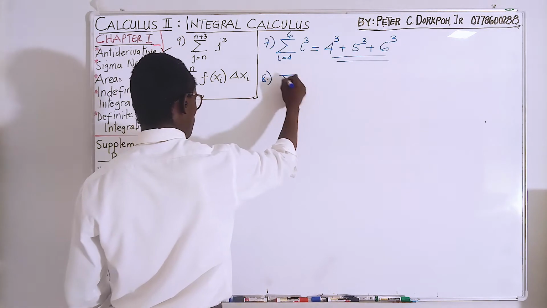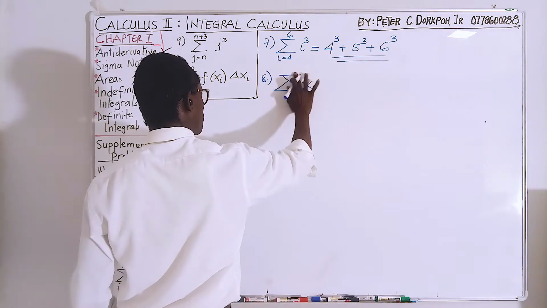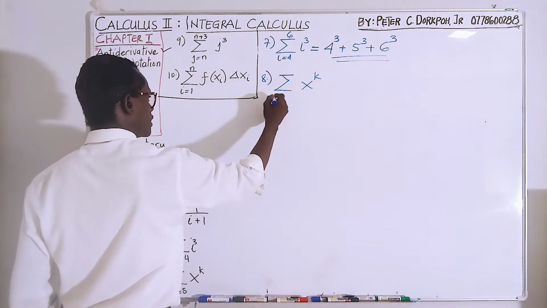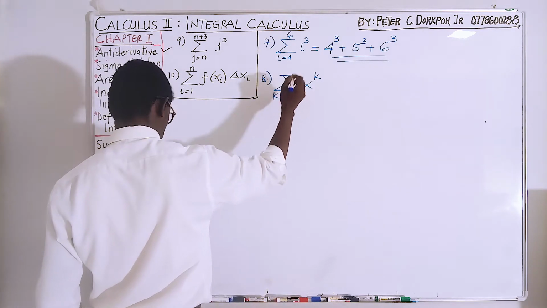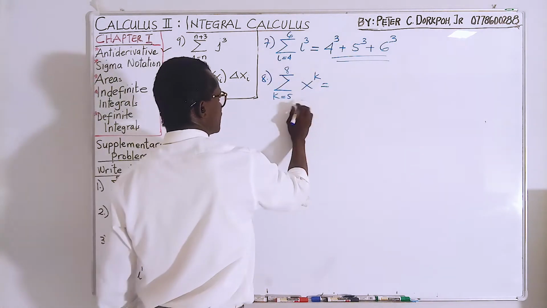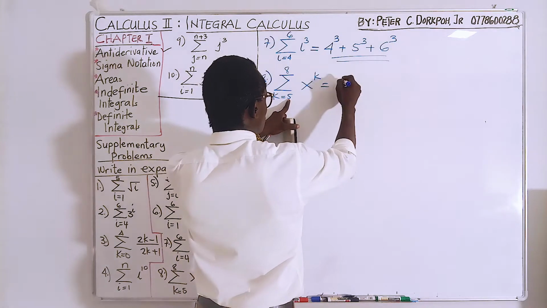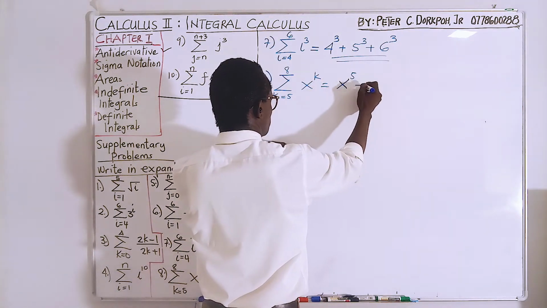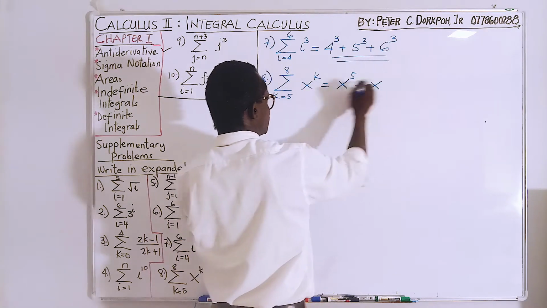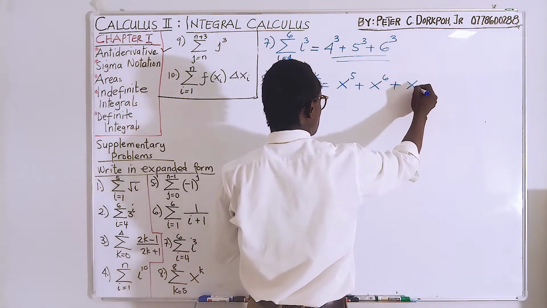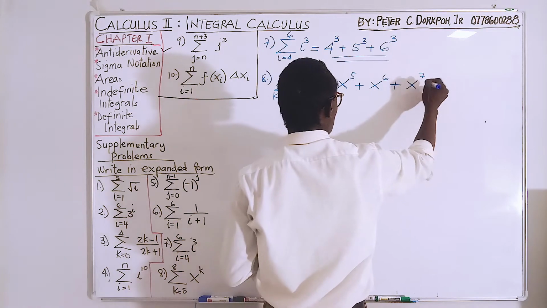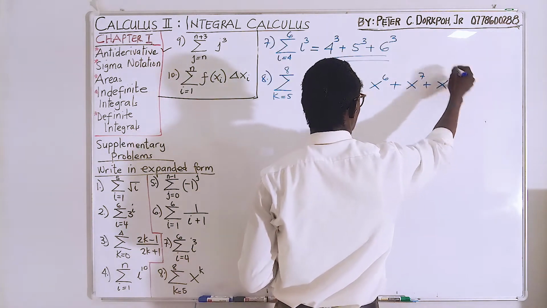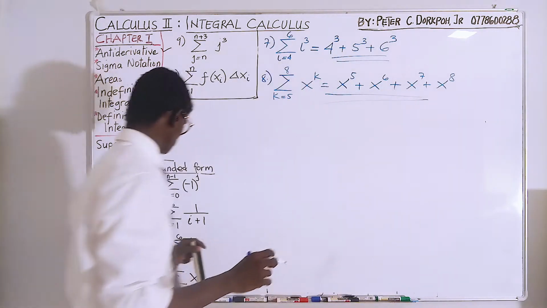So the next one says the summation of x to the power k, k leads from 5 to 8. So this now, when k is 5, x remains x, k now is 5, plus x when k is 6, plus when k is 7, plus when k is 8. So this is the expansion.